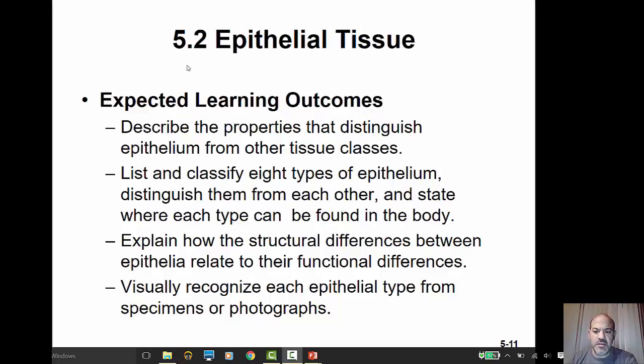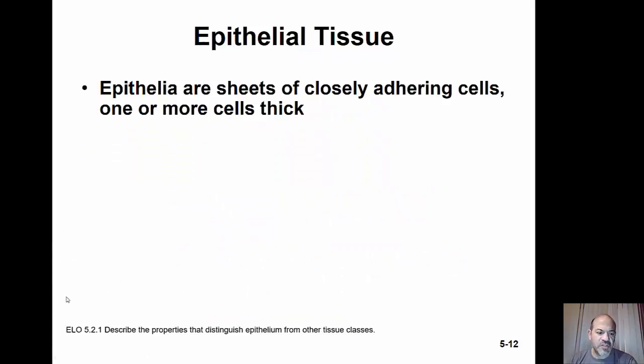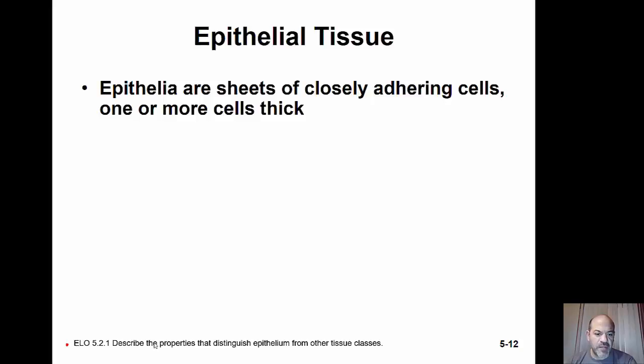Okay, this section is on epithelial tissues, and we'll look at each of these objectives in this section here. Our first objective is to describe the properties that distinguish epithelium from other tissue classes.